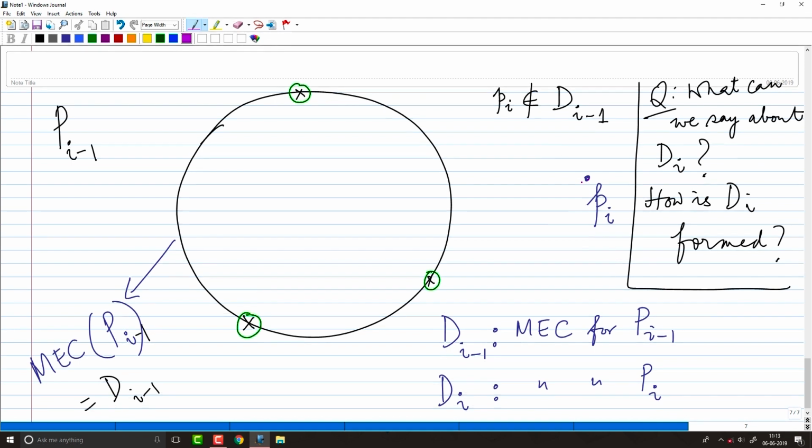Yeah, next. Farthest pair. Farthest pair in this whole set capital Pi. Again, what is the guarantee that it is going to be minimum?